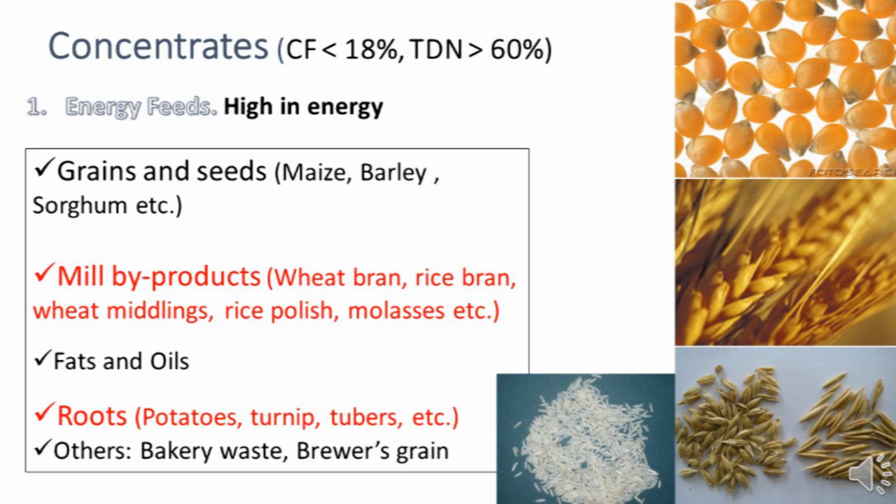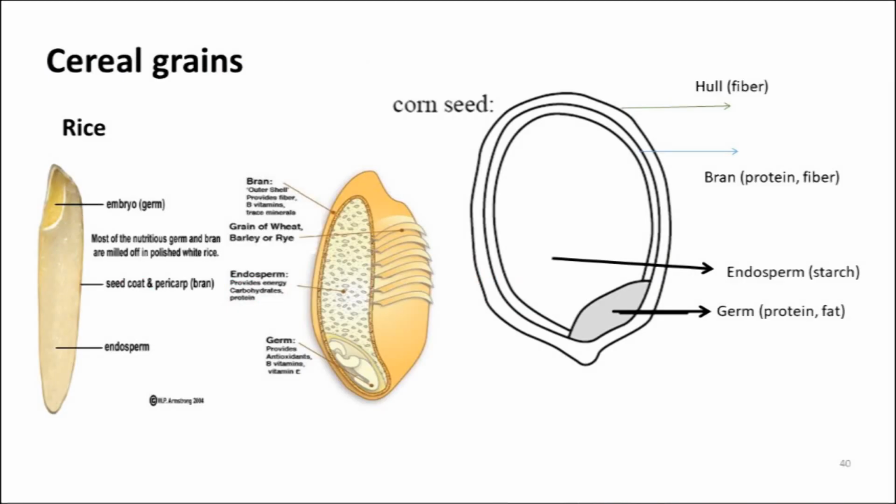Here we have the example of how grains look like. If you see over here, this is an example of corn seed. The outer covering of corn is known as hull. This is basically the material which covers the whole grain. If you look at a wheat grain, which is present within the spikes, if we remove that material, that is known as hull or husk. This is basically the outer covering.